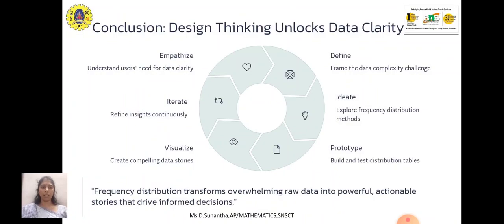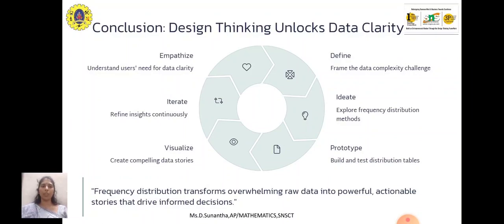Next is conclusion. So design thinking unlocks data clarity. So first is empathize, which is understanding user needs for data clarity. Next is define, frame the data complexity challenge. Ideate, explore frequency distribution methods. Prototype, build and test distribution tables. Next is visualize, create compelling data stories. Next, iterate, refine insights continuously.